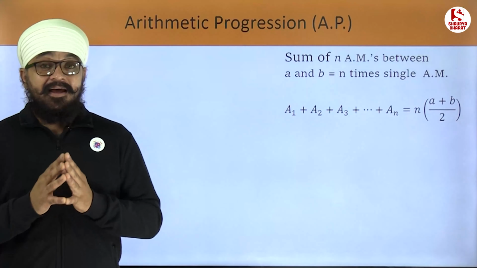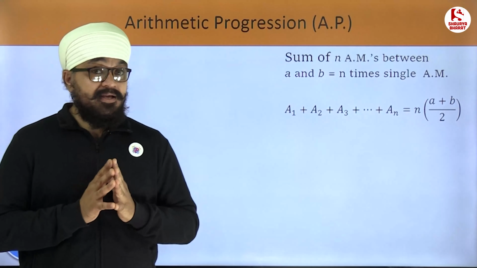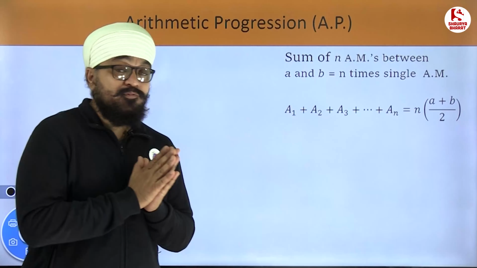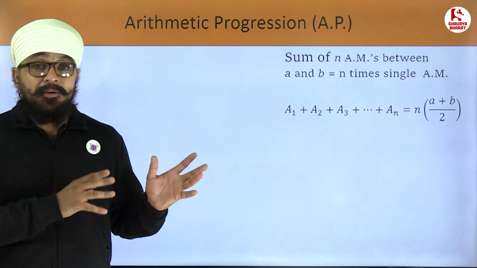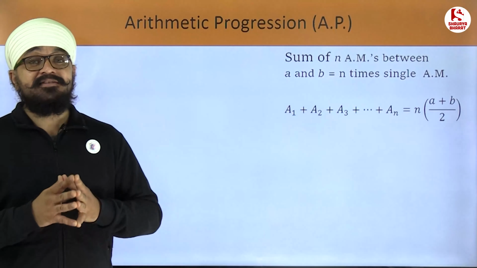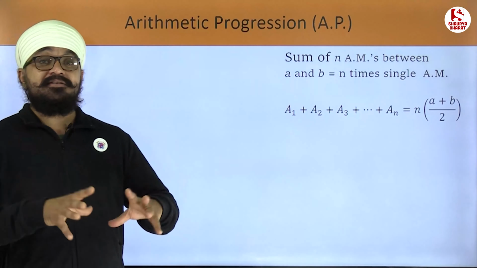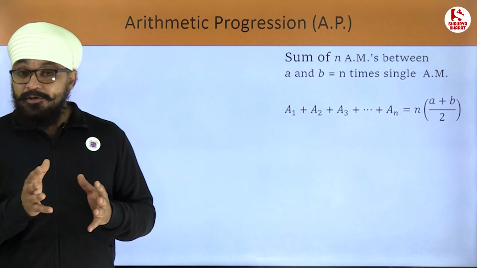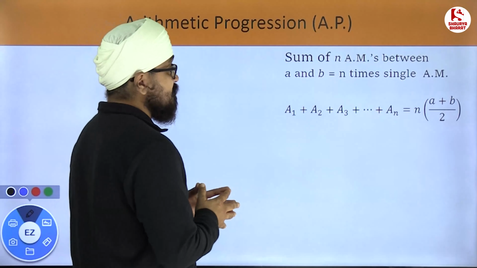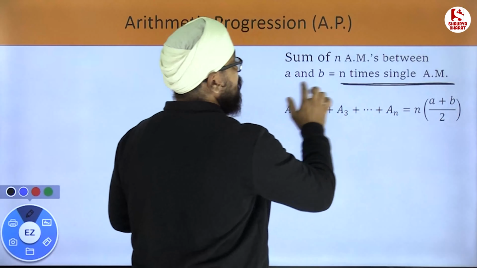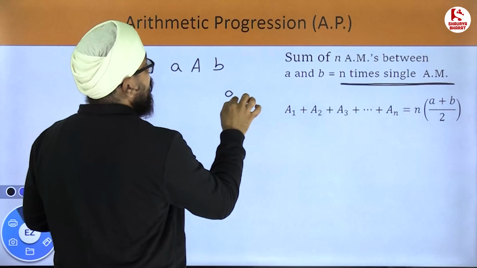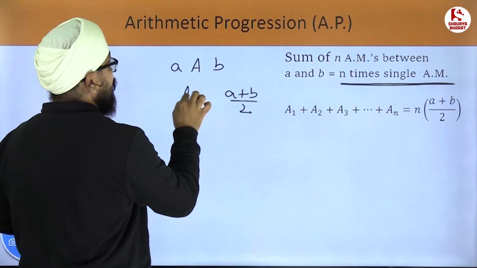Now, after inserting n arithmetic means between A and B, there is a specific result in which we have to find the sum of those n arithmetic means. It will be a direct question in your examination in which they will ask you what is the sum of 10 arithmetic means which are inserted between the two. So, no need to find those 10 arithmetic means. We can find their sum which is having a direct result, that is it will be n times the single arithmetic mean. So, between A and B, the single arithmetic mean is A plus B divided by 2.